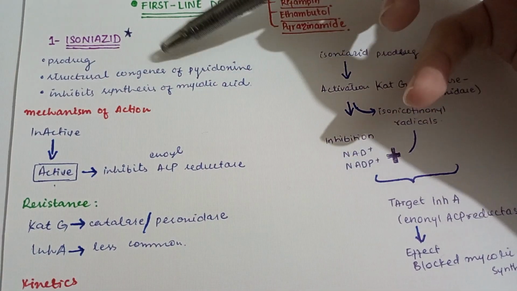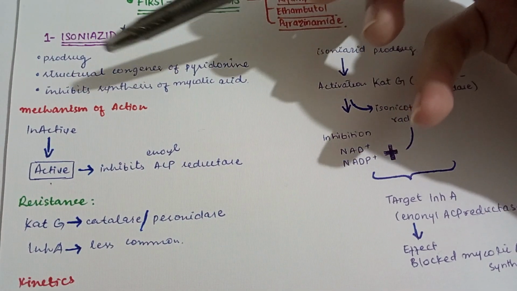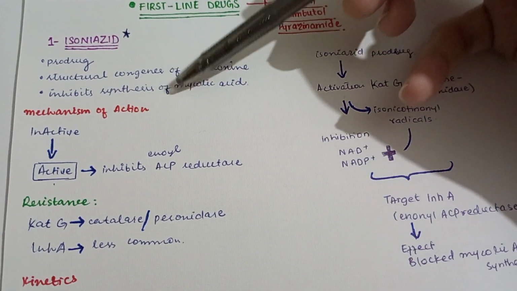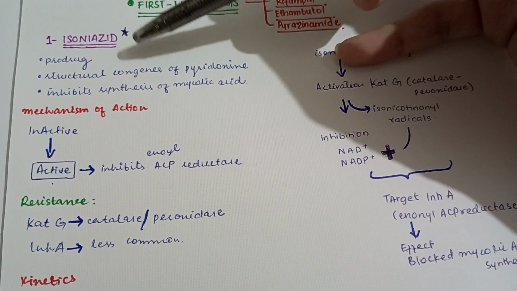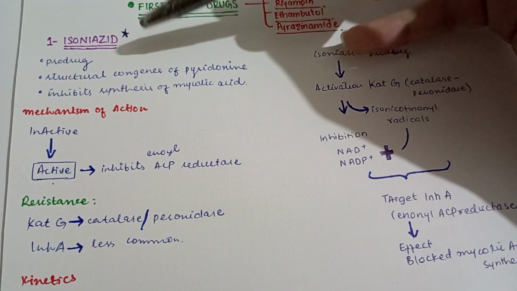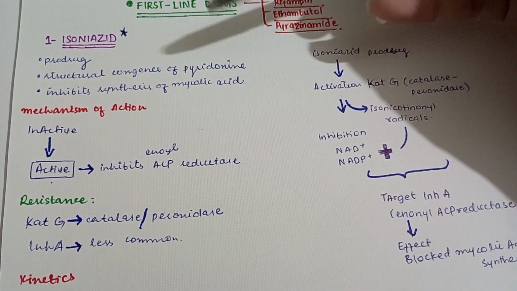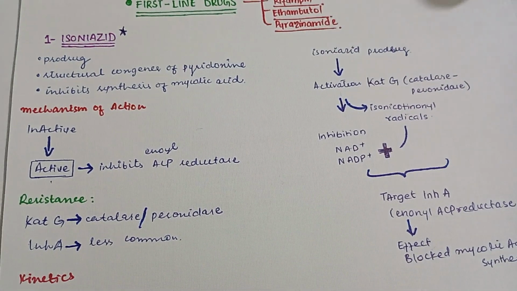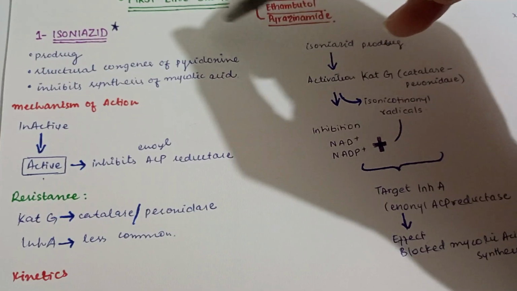Next, it is a structural congener of pyridoxine, and its main mechanism is that it inhibits the synthesis of mycolic acid. This star here indicates one of its clinical uses, that is, it is used as a prophylactic agent in persons who are in close contact with the one who is diagnosed with tuberculosis. So let's deal with the mechanism in detail.